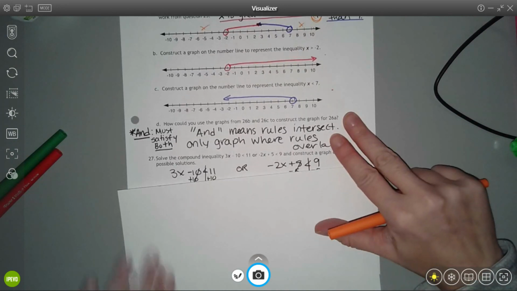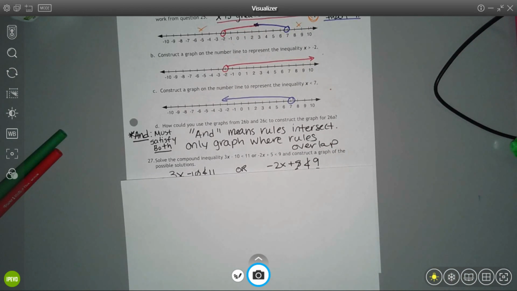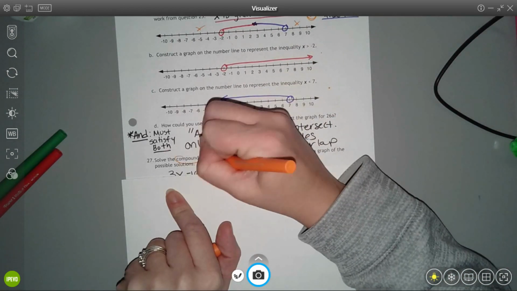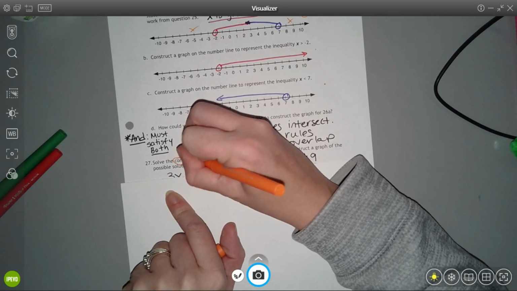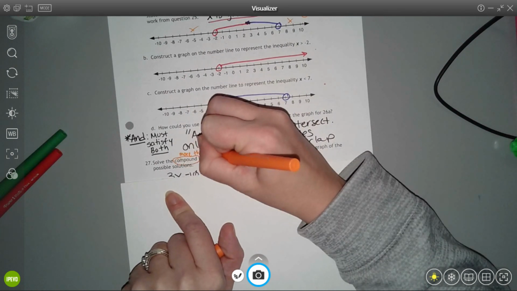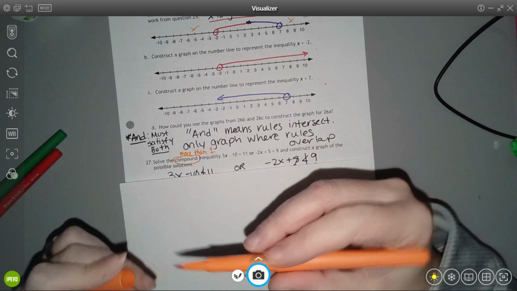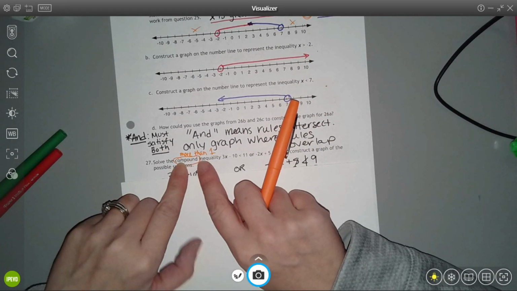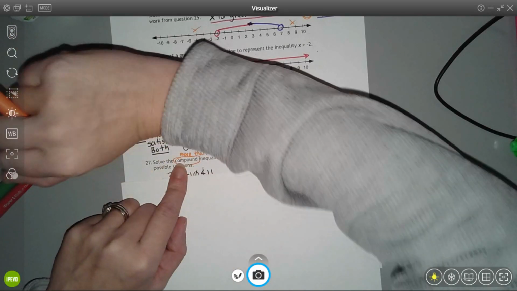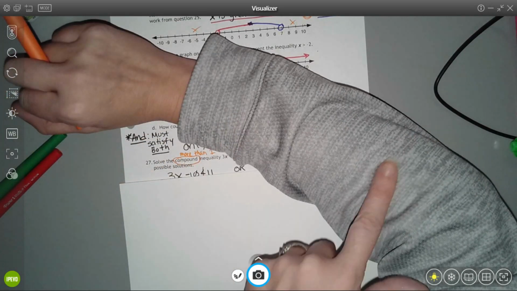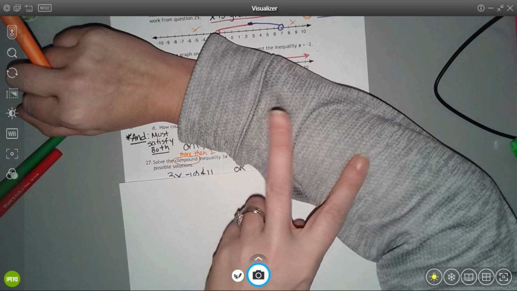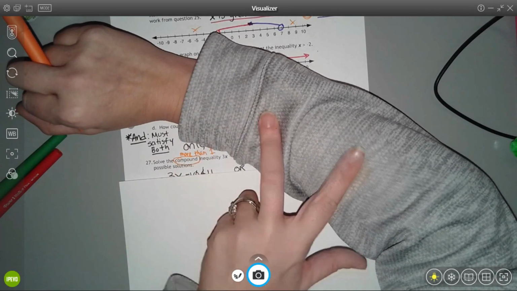So here they want us to solve the compound inequality. Guys, compound means more than one. Okay, think of some other classes. One I can think of, a compound fracture. If I have a compound fracture in my arm, guys, that means my arm is broke in more than one spot. It could be in 3 spots, but compound means I broke it at least 2 spots.